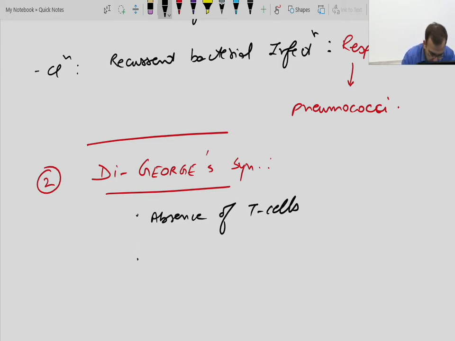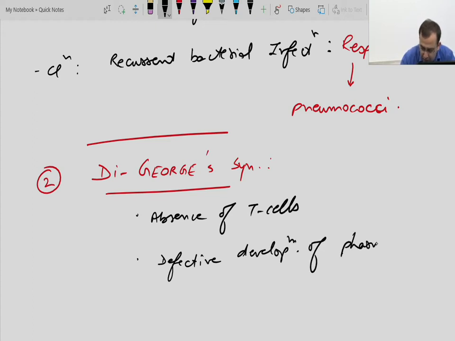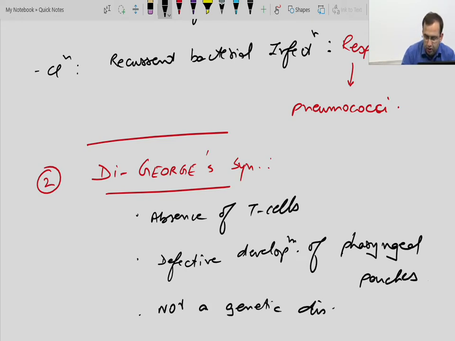Next point, this occurs because of defective development of the pharyngeal pouches. Hence, it is not a genetic disease. I am not going into much detail in this. So, the disease opposite of B is that of the T cells.